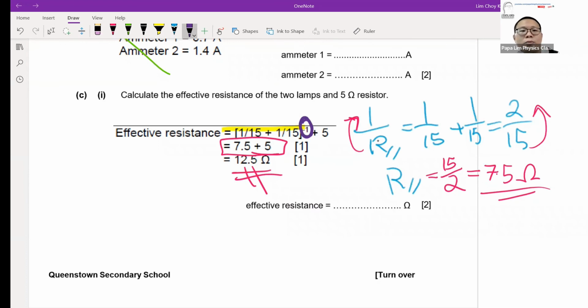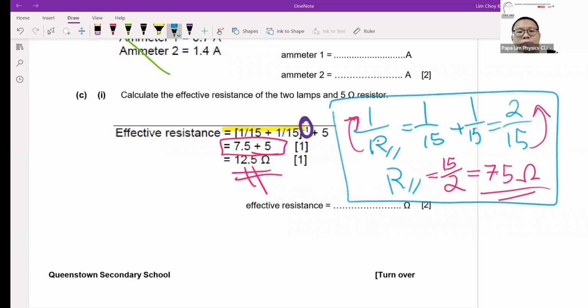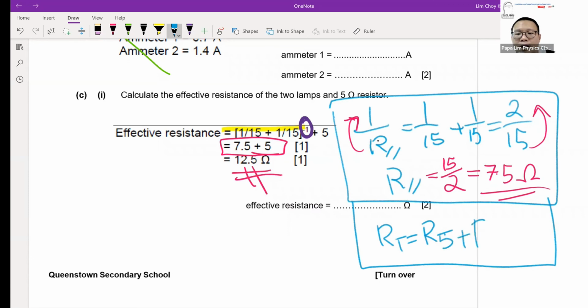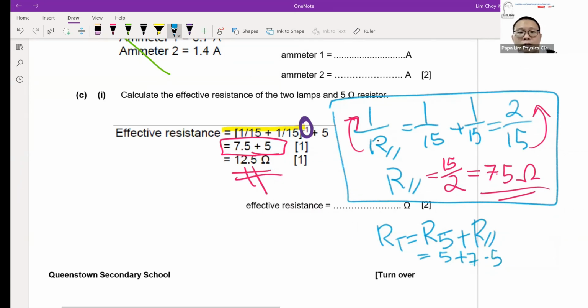So what I did was, take a look. Find R parallel first. After that, just move on to say R series, or R total, actually consists of R5 plus R parallel, because they're in series. So you will get 5 plus 7.5, which actually equals 12.5. The answer is actually the same.